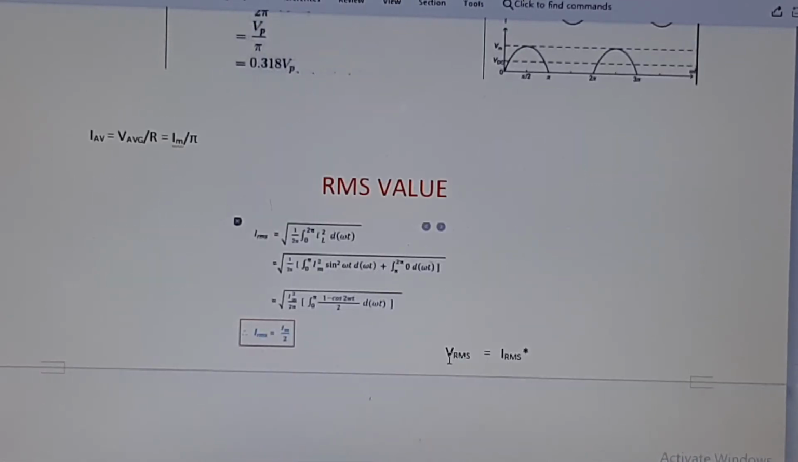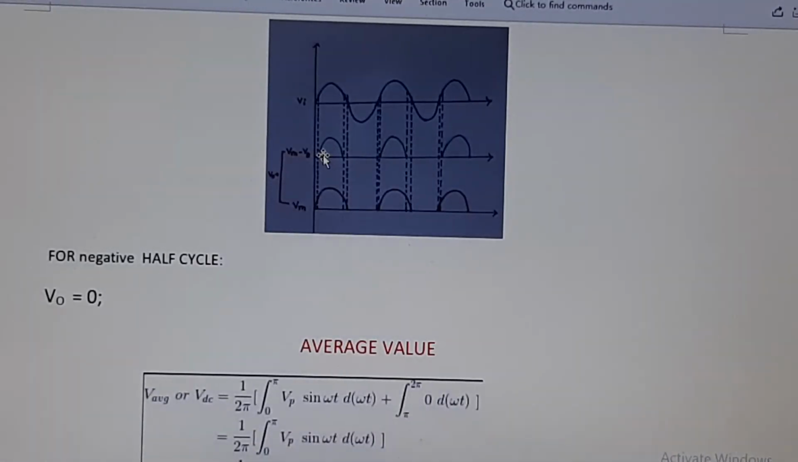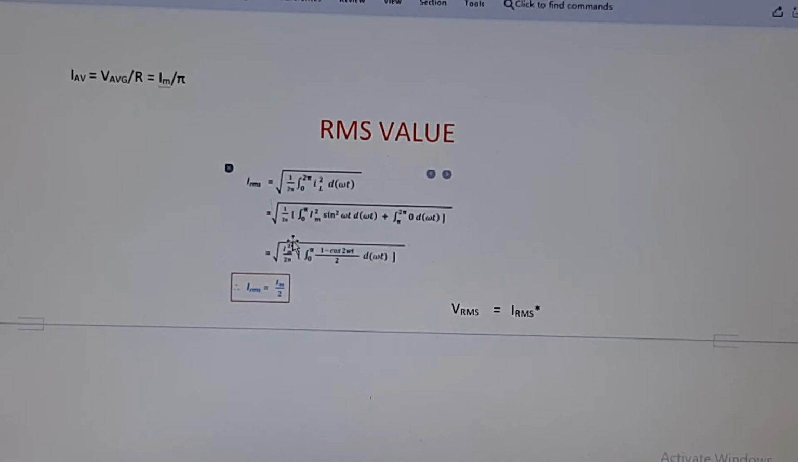Now let's move to the RMS value. For the RMS value of current, let me zoom in, it is the square root of 1 by 2 pi times the integration from 0 to 2 pi of I squared d omega t. I squared means it is the squared value. Then we take the square root.